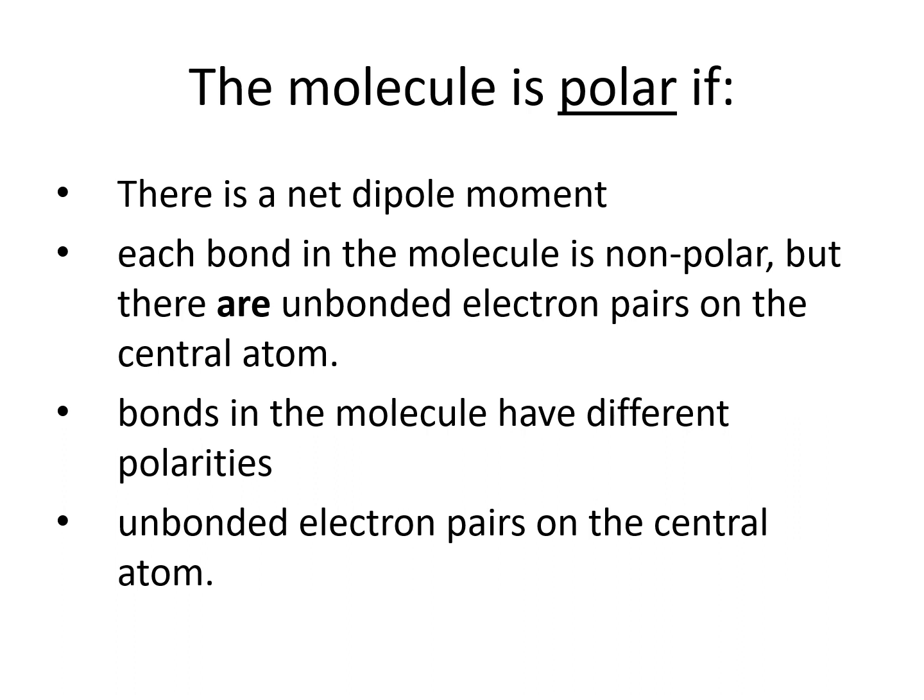So, like I said, the molecule is considered polar if there is a net dipole moment. That means if there is the leftover arrow on it, so like with the NF3 nitrogen trifluoride, there was. Each bond in the molecule is nonpolar, but there are unbonded electron pairs on the central atom. Now, let me go ahead and get you an example for that one. Let's say we have NBr3.